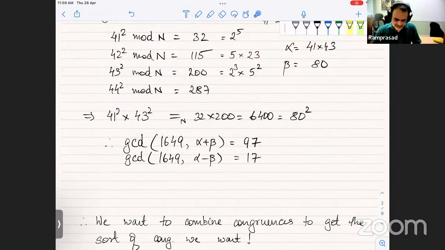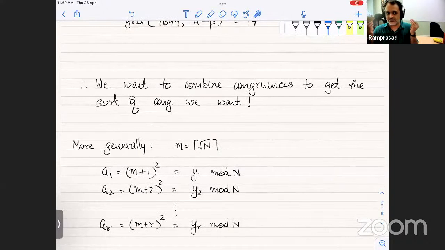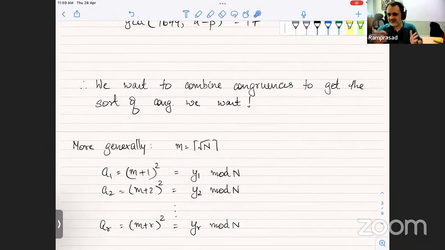Okay, good. So now in general, this is the Brillhart and Morrison-Brillhart approach. It says the following: start with the smallest point where some sort of wraparound happens, and from that point onward, start your search. You look at A1, which happens to be (m+1) the whole square, but you look at it mod n, so it becomes some y1, which is a much smaller number. And A2, you try the same thing for A2, and this becomes y2, and so on. You try something like r things.